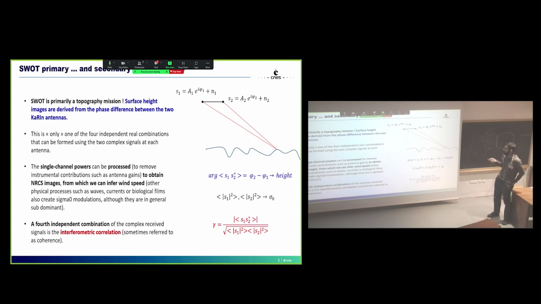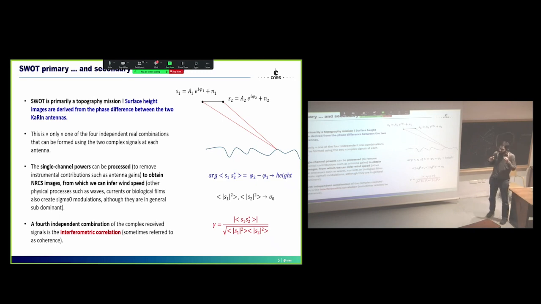And the way you do that, well, you have these two antennas. One of them is emitting, but then the signal is backscattered by the surface and comes back to the two individual antennas. For each pixel in your image, you're really measuring one complex field at each antenna, with an amplitude and a phase, and also some noise. And the way you go about measuring surface height is by looking at the phase difference, which is linked to the difference in these two paths, and you can do the geometry and derive surface height from that.